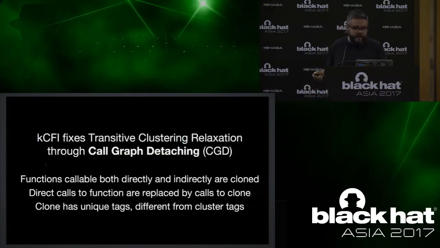The way we fix this is by proposing a technique that we call call-graph detaching. Call-graph detaching is also really simple. The first thing we do is identify the functions which are callable both directly and indirectly. Thus, we check the source code to see if there's a function pointer with the prototype for that specific function, and we also check the binary to see if that function is eventually called directly. If this is the case, we clone this function. We make a copy of this function in the resulting binary. Then the direct calls to the function are replaced with calls to the clone. So all the direct calls now go to the clone and not to the original function. And the clone has a unique tag, which is different from the cluster tag.